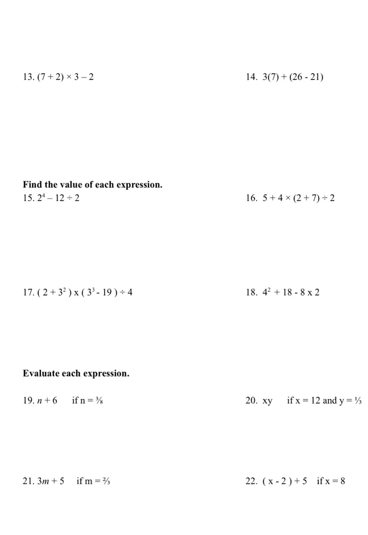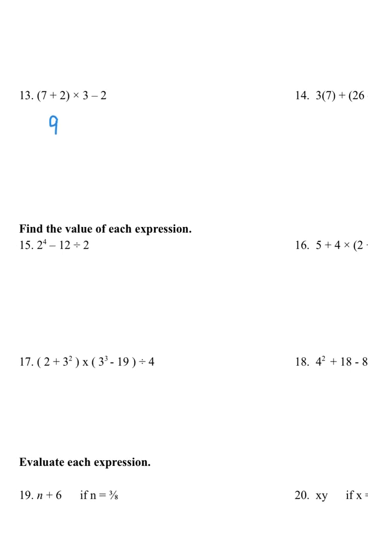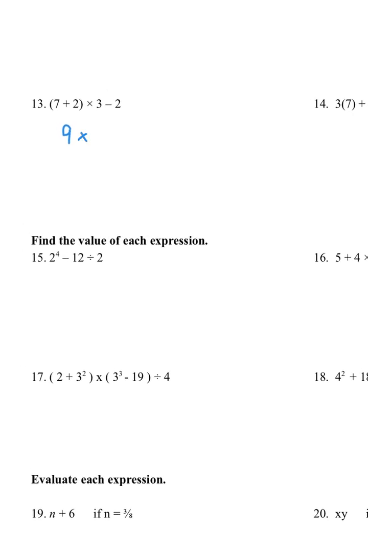Looking at the next page, we are still using order of operations and still solving or evaluating expressions. So we have parentheses in this one, so we'll take care of those first. 7 plus 2 is going to be 9. And then we'll have 9 times 3 minus 2. 9 times 3 is 27, minus 2 is 25.